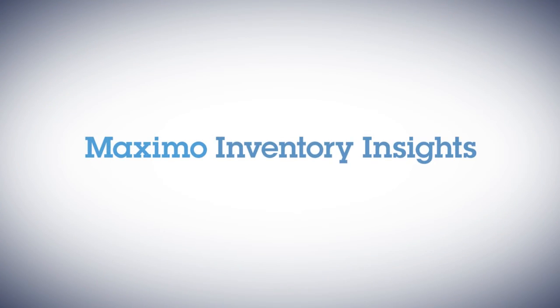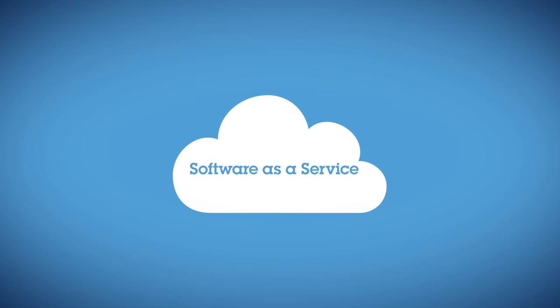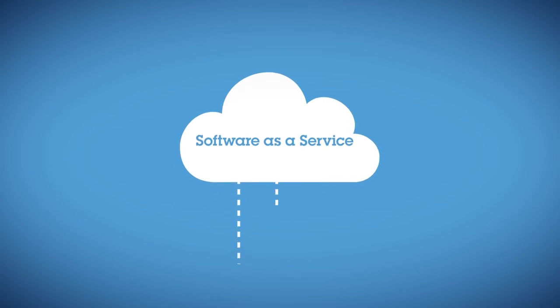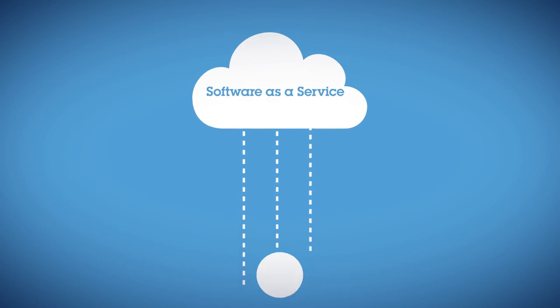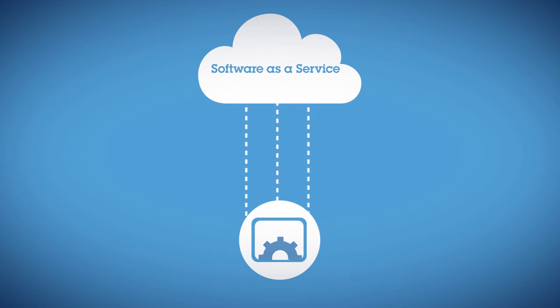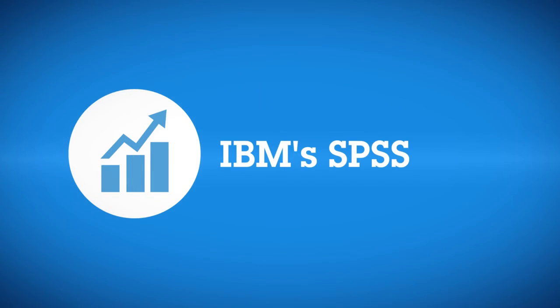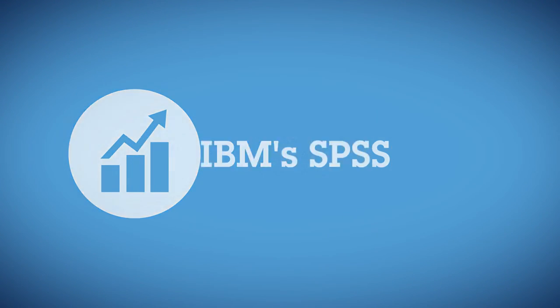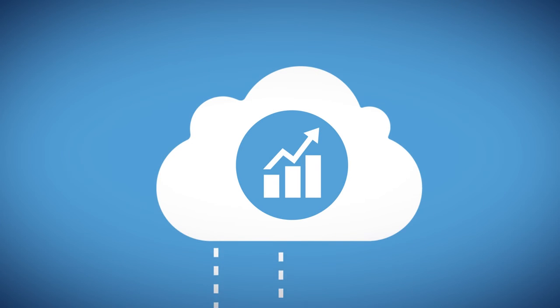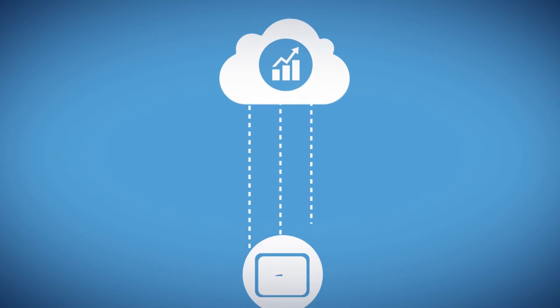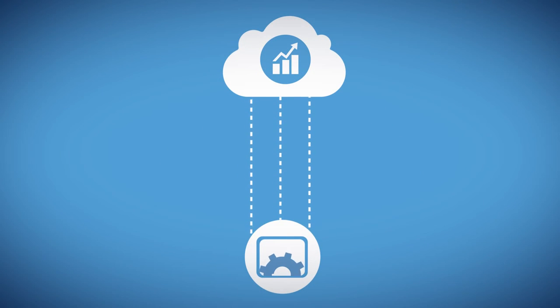Maximo Inventory Insights is IBM's new SaaS extension to Maximo Asset Management, which offers predictive inventory optimization for Maximo Asset Maintenance inventory. Maximo Inventory Insights combines the power of IBM's SPSS predictive analytics with the simplicity of a completely pre-built and automatic solution with the convenience of SaaS delivery.